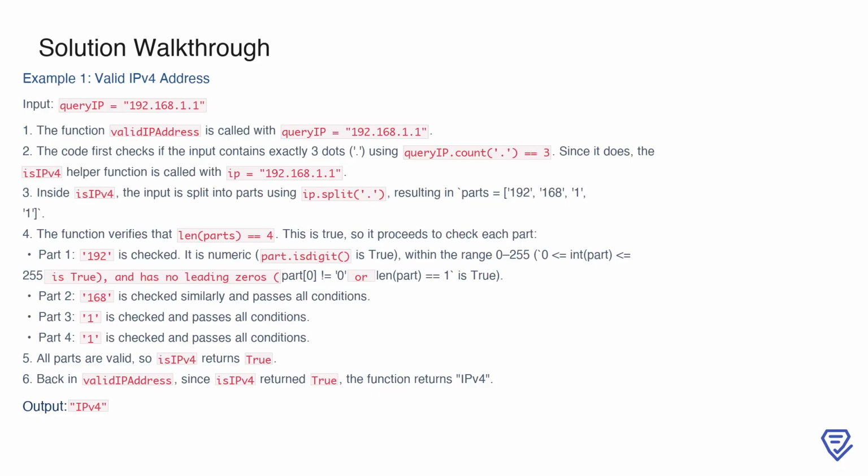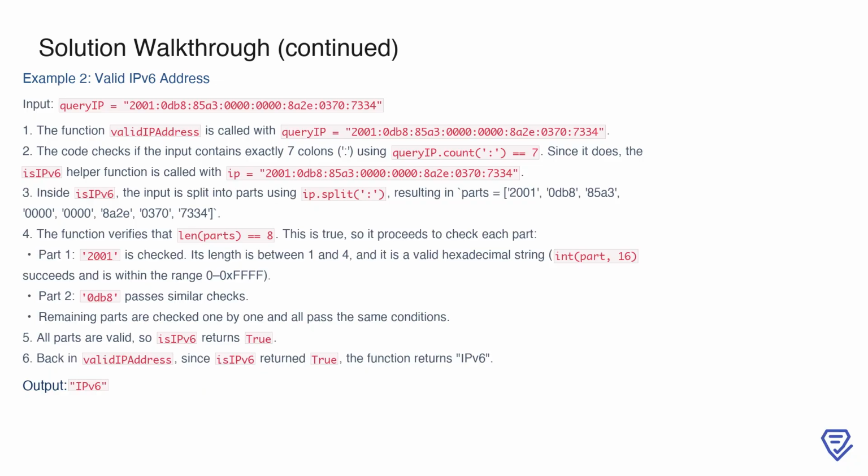The function ensures that there are exactly 4 parts, which is true in this case. It then proceeds to validate each part. The first part, 192, is checked to ensure it is numeric, within the range of 0 to 255, and does not have leading zeros, all of which are satisfied. Similarly, 168, 1, and the final one also meet all these criteria. Since every part passes validation, isIPv4 returns true. Consequently, the main function identifies the input as a valid IPv4 address and returns the result, IPv4.